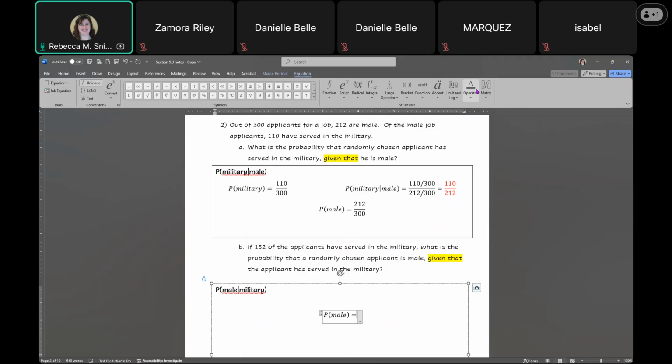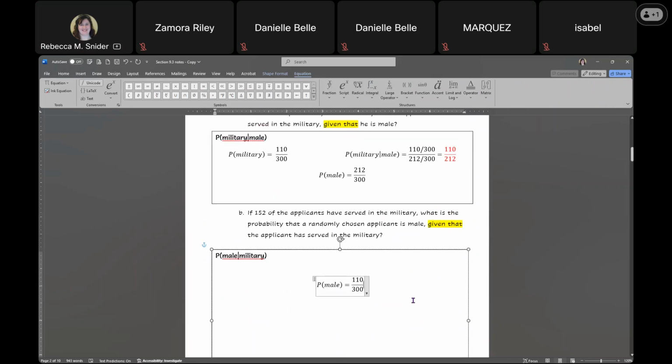Now, if you think about that number 212, that number is simply that you were male, meaning this number is going to hold both military service members and non-military service members. The number 110 is specific to military male service members. And since that's the condition we have in the second part, the probability of being male serving in the military would be 110 over the 300.